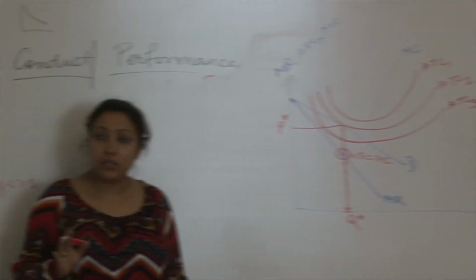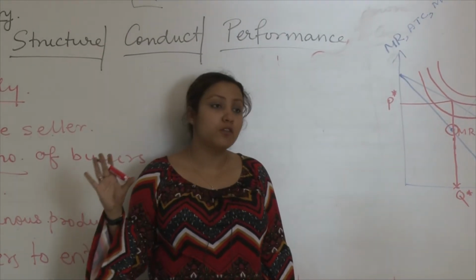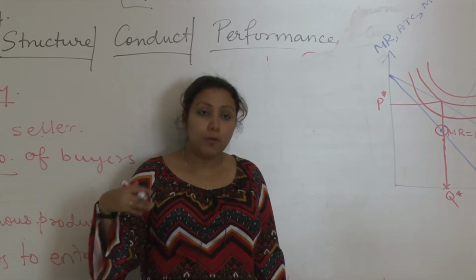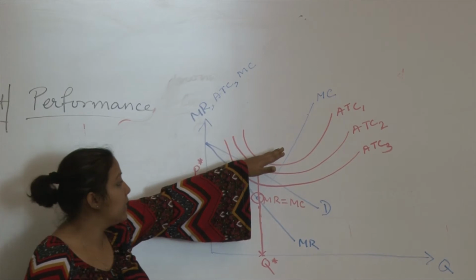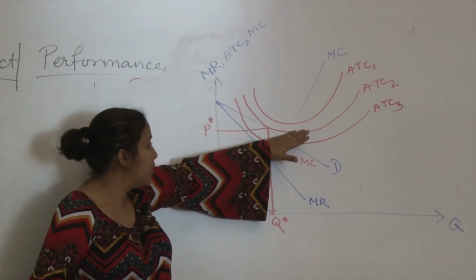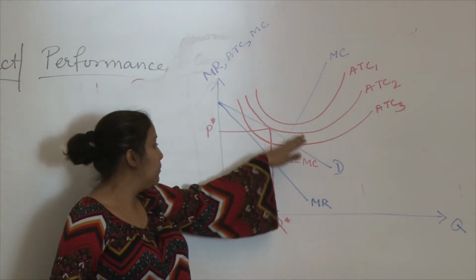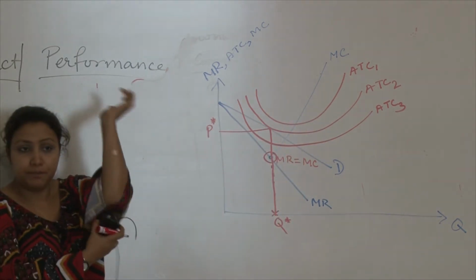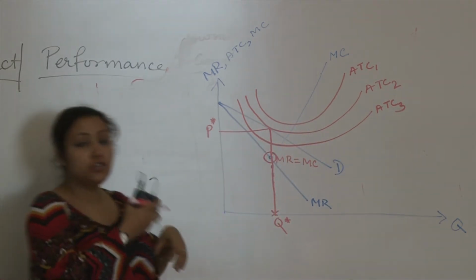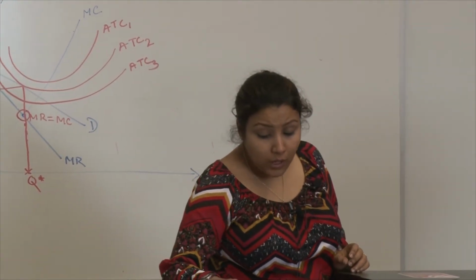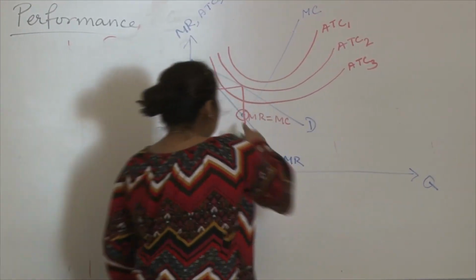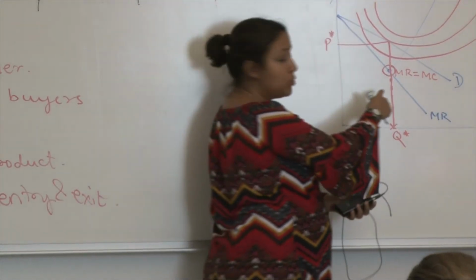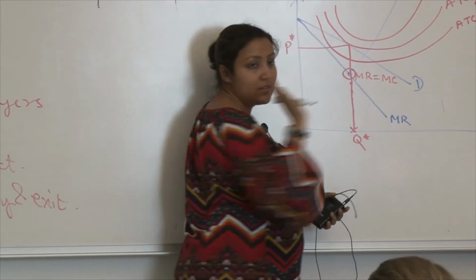Once again, reminding you that all three are not possible at the same time. A monopolist may have a cost of production that is extremely high, like ATC1. It may be moderate, like ATC2, or it can be low, like ATC3. So these are three different situations that are possible. Please note once again that this is still the production point, right? The MR is equal to MC. So, that is the quantity, that is the price.